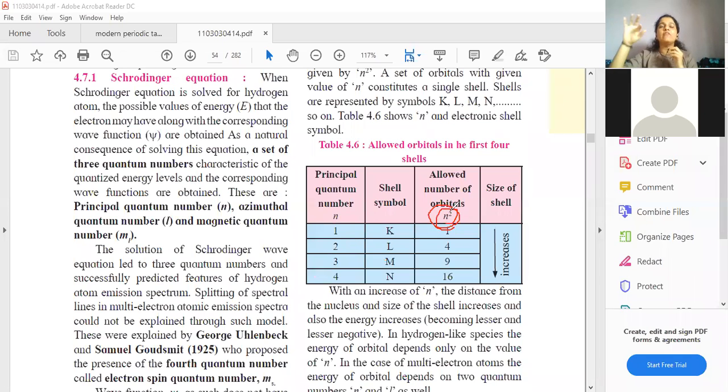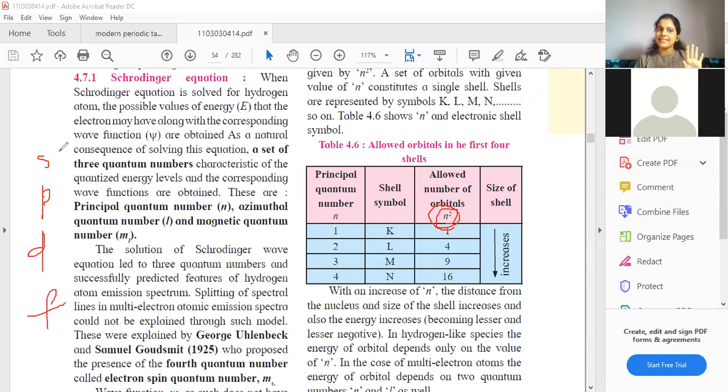N square will give me the number of orbitals inside a shell. As I said, students, SPDF are subshells. SPDF are the 4 main subshells that we have. Now inside this also there are further divisions.